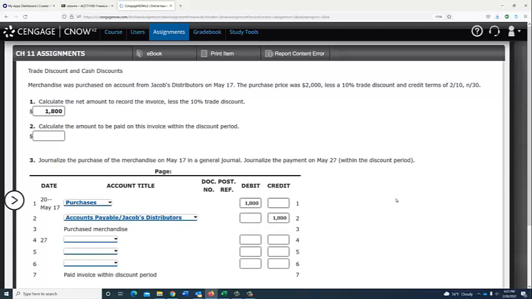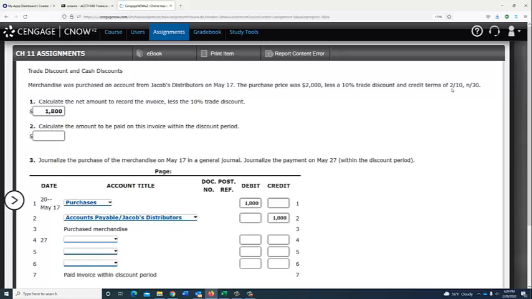Okay, so that is probably going to be a lot of questions on your quiz and maybe even your exam, is when you have a purchase with a trade discount, you enter it at the net amount, the amount minus the 10% discount. Okay, number two says calculate the amount to be paid on this invoice within the discount date.